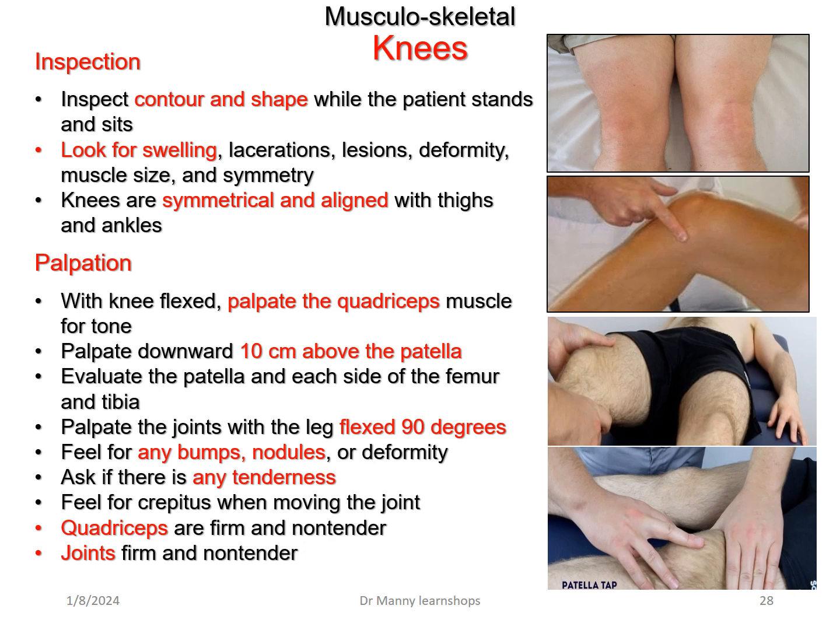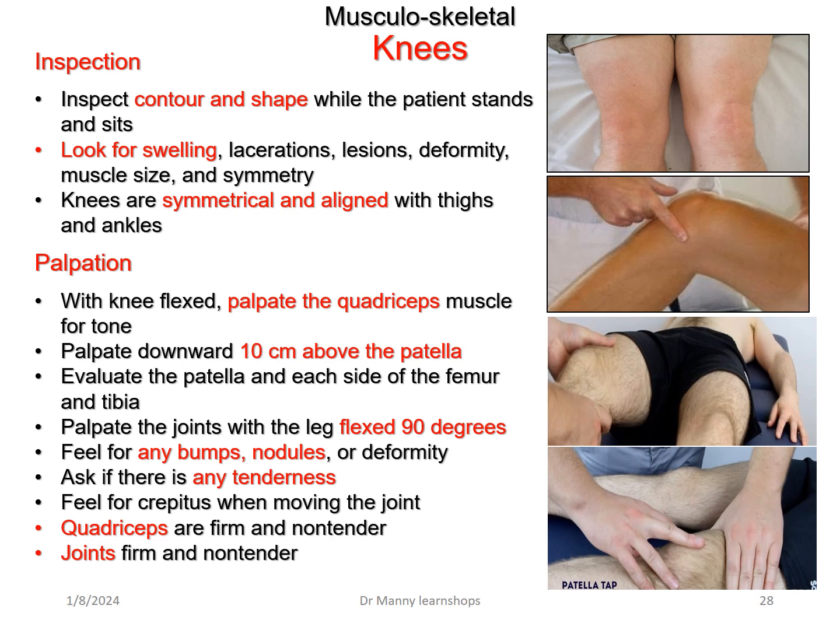When it comes to the knees, inspection for contour and shape. You observe for swelling, lacerations, lesions, deformities, muscle size, symmetry. The knees are typically symmetrical and aligned with the thighs and the ankles.